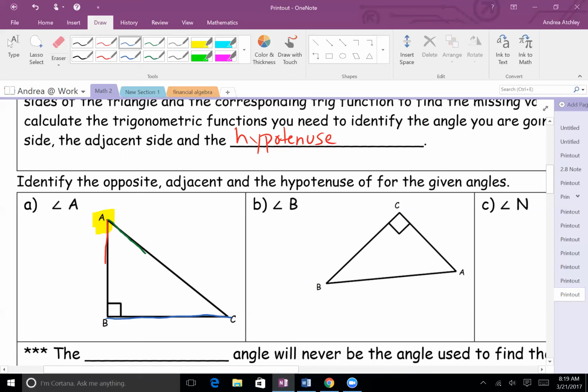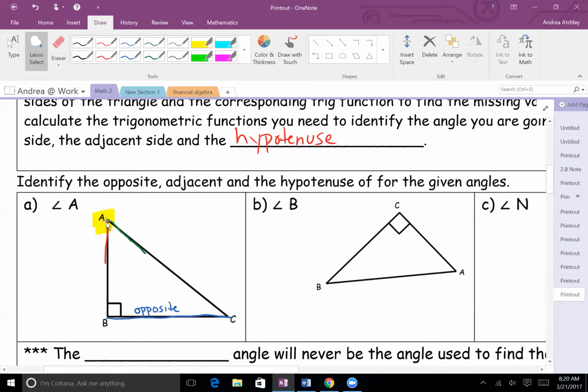Which side doesn't make up the angle? AC. Okay, AC is part of that angle because it has the A in it, right? BC. Okay, BC isn't part of that angle because it doesn't have the A in it. Does that make sense? So this is our opposite side. Okay, and I want it inside. That's the opposite side.